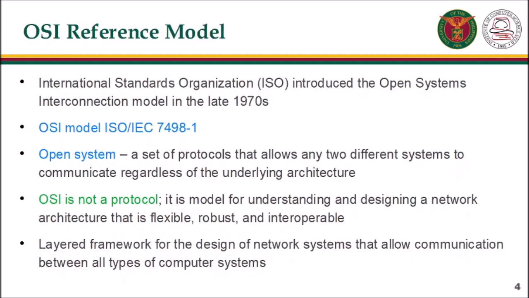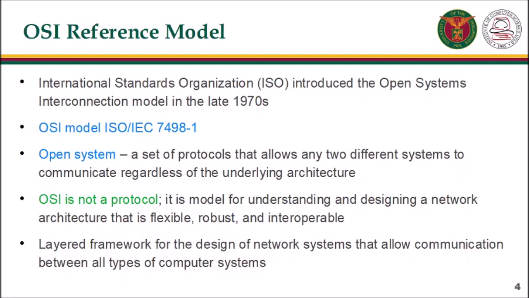The International Standards Organization introduced the Open Systems Interconnection model in the late 1970s. An open system is a set of protocols that allows any two different systems to communicate regardless of their underlying architecture. The purpose of the OSI model is to show how to facilitate communication between different systems without requiring changes to the logic of the underlying hardware and software.